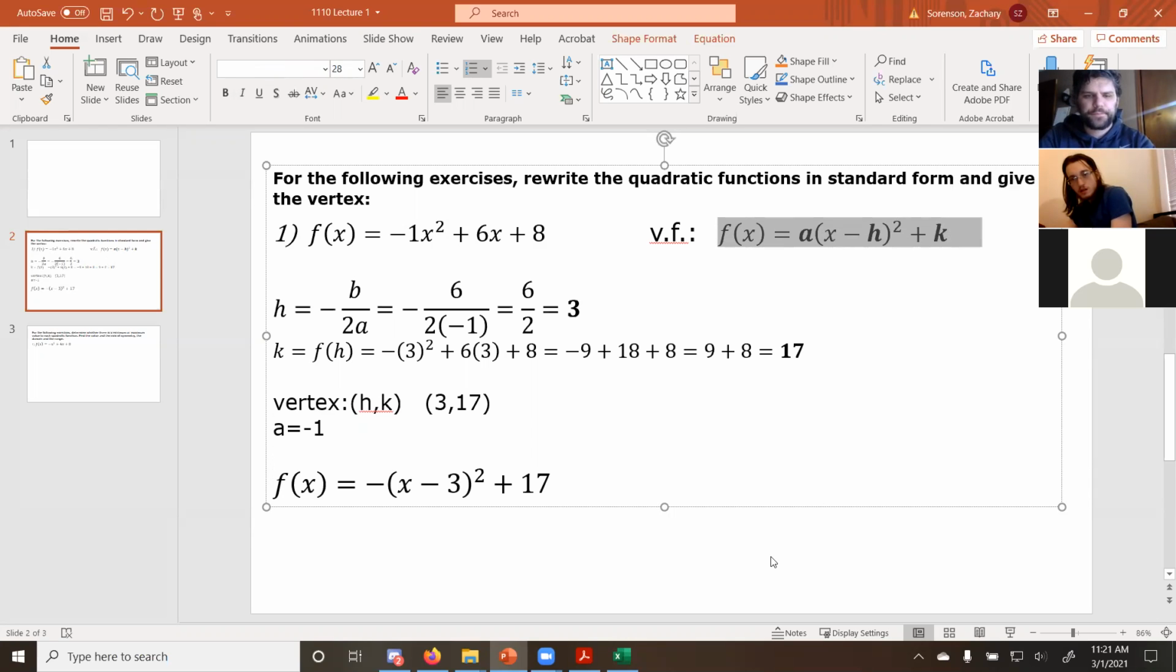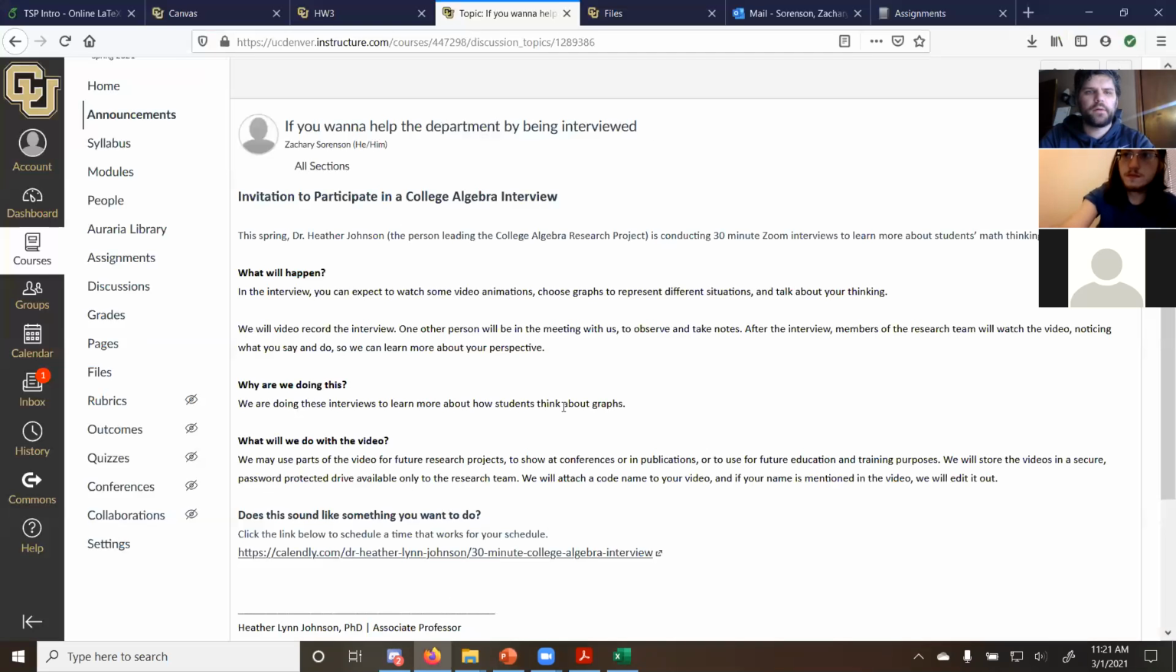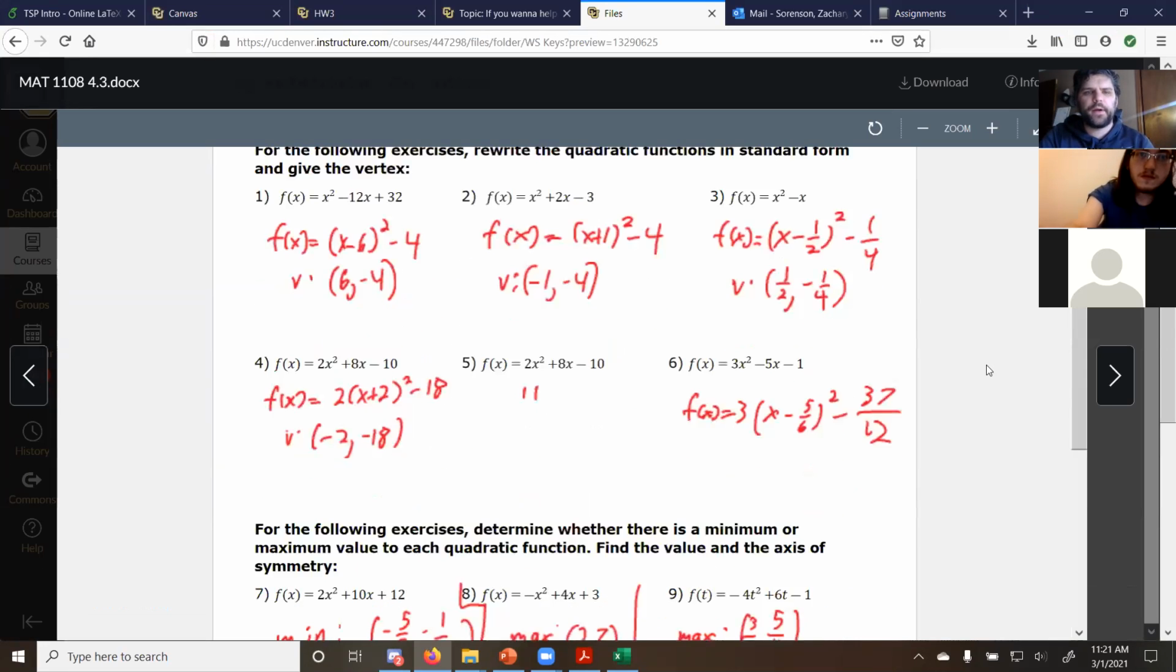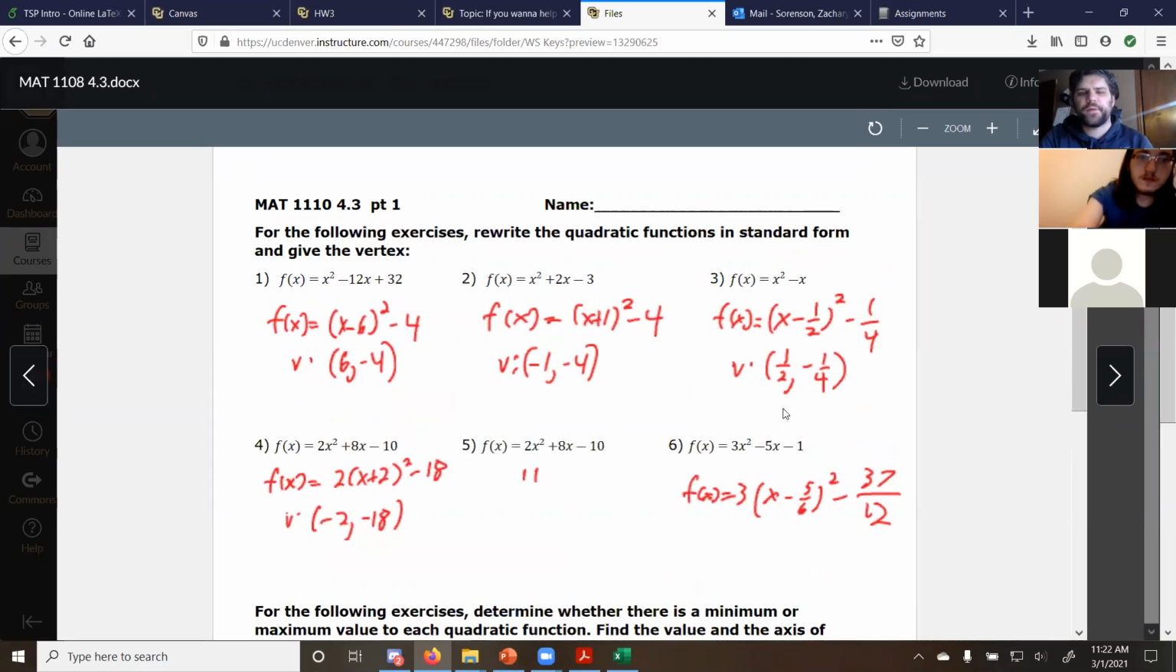Cool. So the worksheet we should be working on is 4.3 part 1. Okay, it is 4.3. Good. And then you should be able to do the first 6. Number 5 is a repeated question, so you don't really have to do that twice. But the rest of them are good practice for you. Are there any questions before I put you in your breakout rooms?